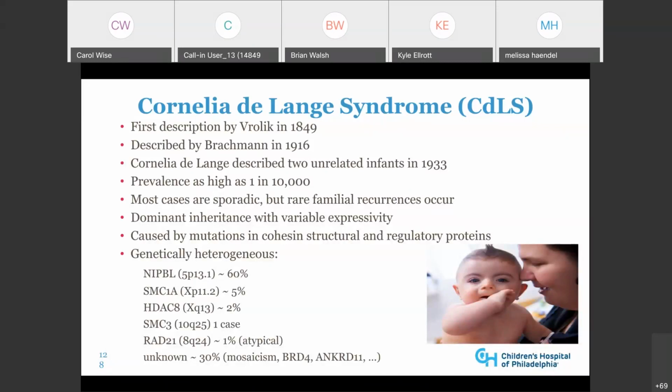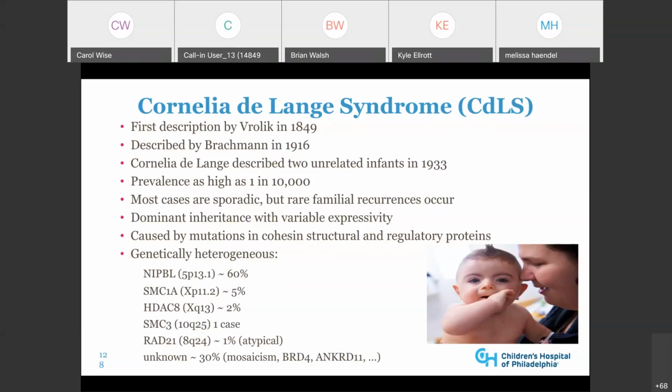So our EXO-1 project is focused on genomic diagnostics in Cornelia de Lange syndrome, related diagnoses, and structural birth defects. Just to very briefly go over CDLS, it is a pretty rare diagnosis, about 1 in 10,000. Most cases are sporadic, though we do see some rare familial recurrences. Most are due to de novo mutations, or all are due to dominant inheritance, and there can be a lot of variable expressivity.